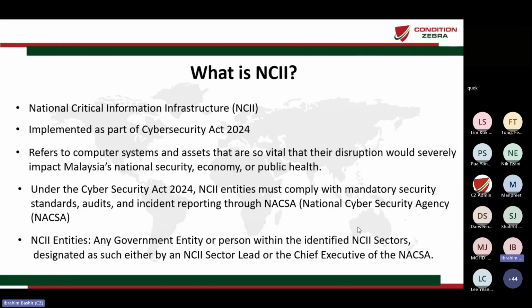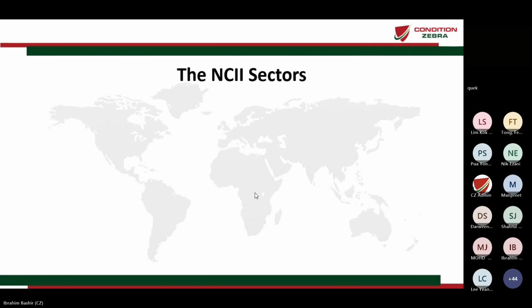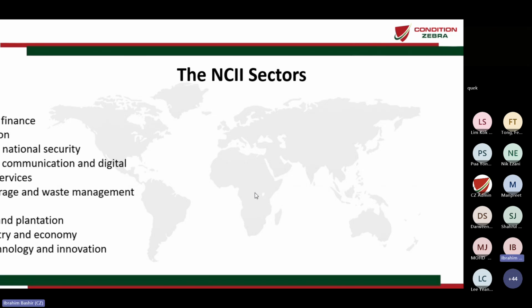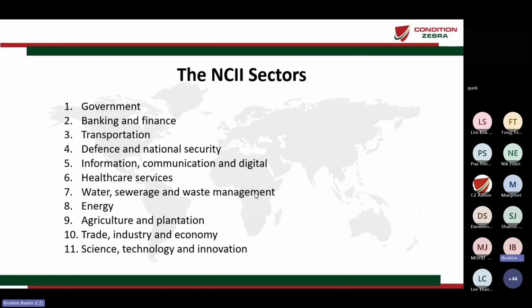So as I mentioned, they have basically designated all this, and also appointed what they call a sector lead. All these things are being regulated by NACSA. So the CEO of NACSA can decide to appoint anyone as a sector lead or any organization as an NCII organization. So what are these sectors? You might be thinking, how does it apply to me? The sectors are very well listed. There are 11 of them.